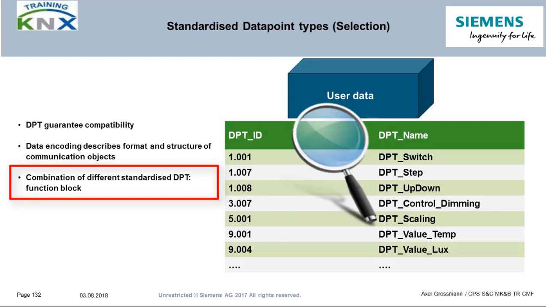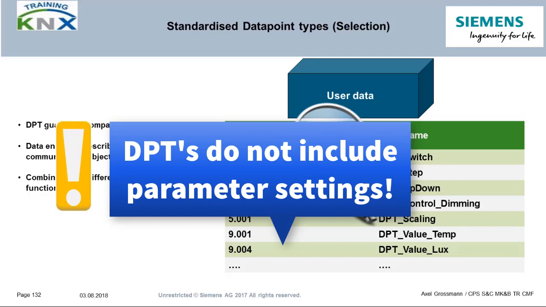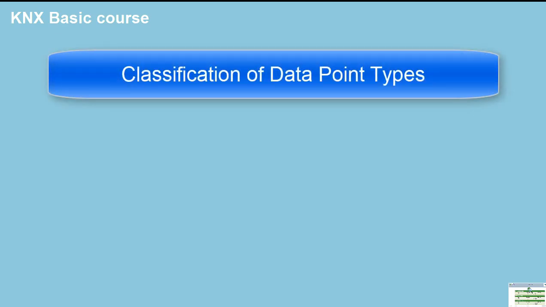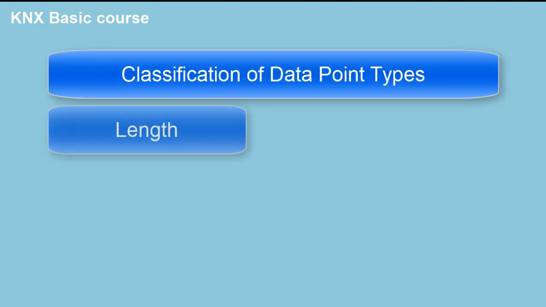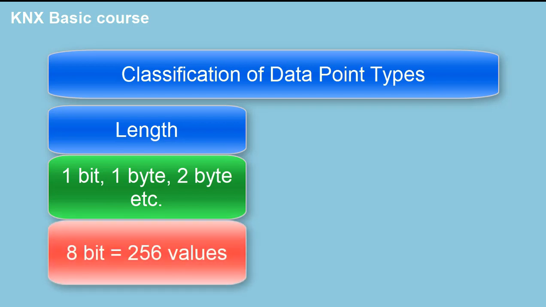The combination of different data point types is called a function block. Please note also, data point types do not reduce the freedom of the individual manufacturers in application development, since they do not prescribe certain parameter settings. In communication technologies, there are always 2 issues to be solved when transmitting data. First, what shall be the length of the data? The length determines the value range. Example, 8-bit data can have 256 different values.